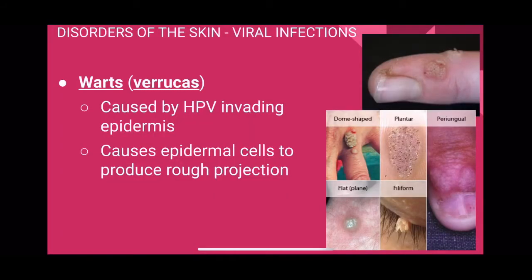So we're going to start with viral infections, and we're going to start with warts. Warts are also known as verruca, and they are caused by the human papillomavirus, which invades the epidermis of your skin and causes the outer epidermal cells to produce a roughened projection from the skin's surface. Now, there are different types of warts, and if that interests you, look into it.